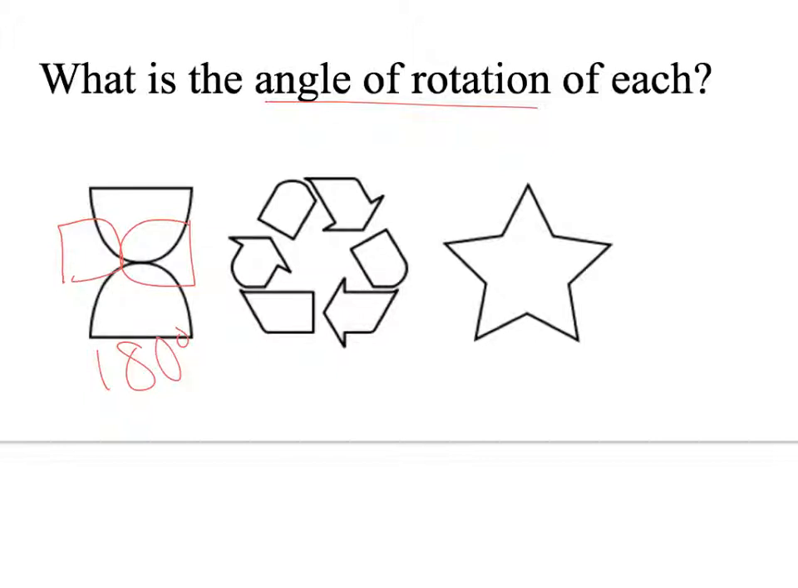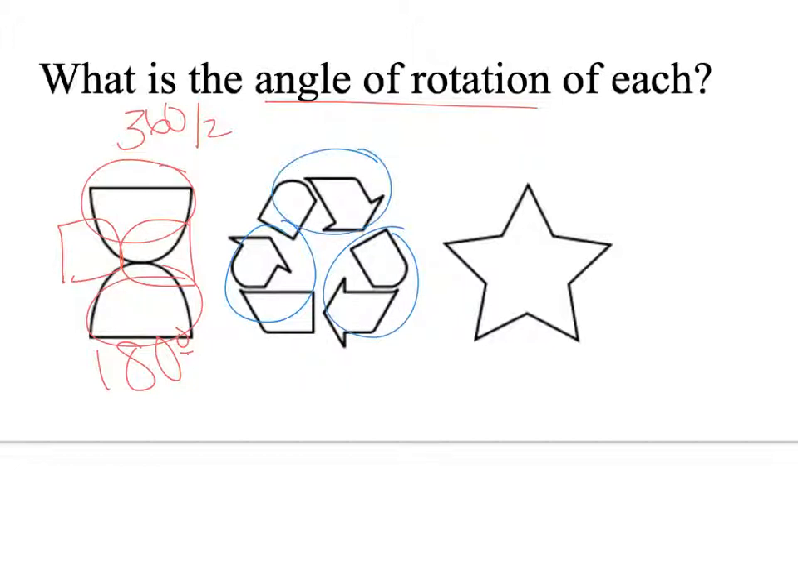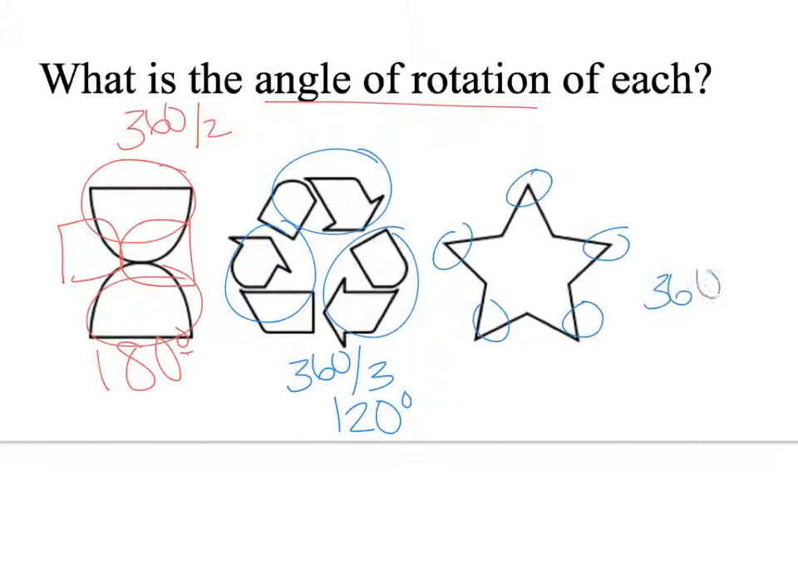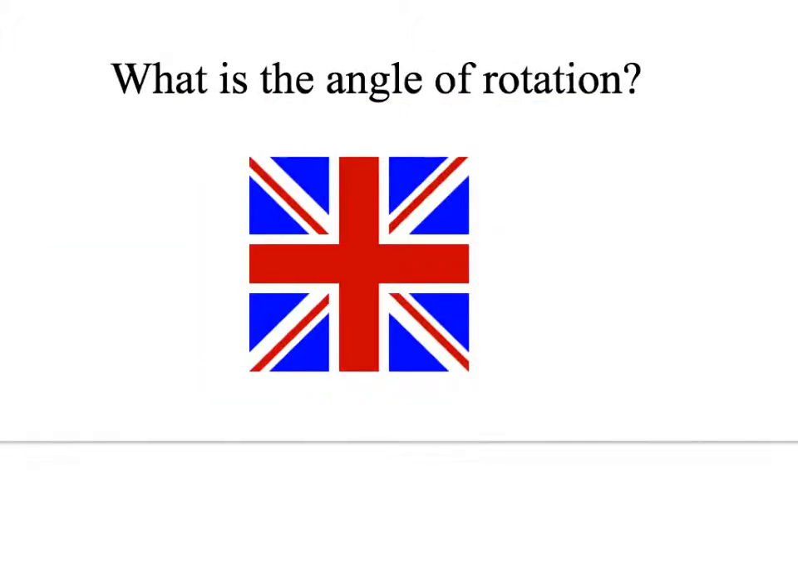So this one, there's basically two distinct parts to it. So I did 360 divided by 2, which is 180 degrees. Don't forget your degree symbol. This one, there are 3 parts to it, so I did 360 divided by 3, which is 120 degrees. This one, there are 5 parts to it, so I do 360 divided by 5, which is 72 degrees.